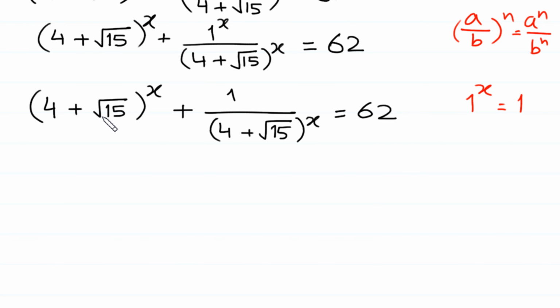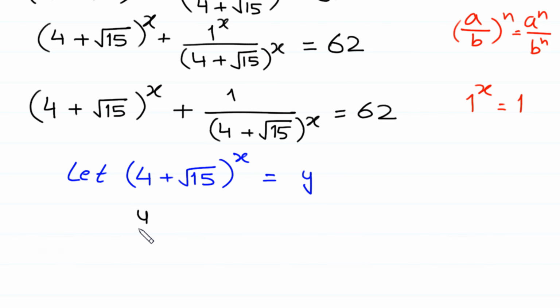Now we have here (4 plus square root of 15) to the power x and here (4 plus square root of 15) to the power x. So we suppose that (4 plus square root of 15) to the power x is equal to y. Then this equation becomes y plus 1 over y is equal to 62.